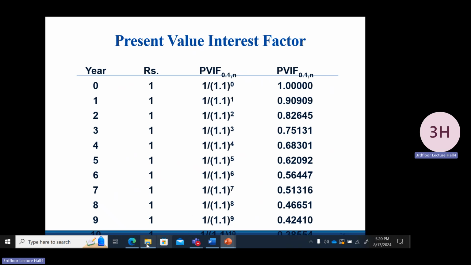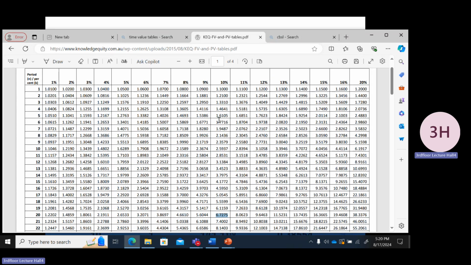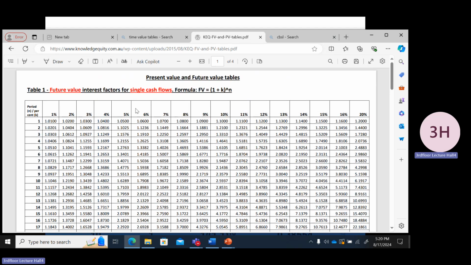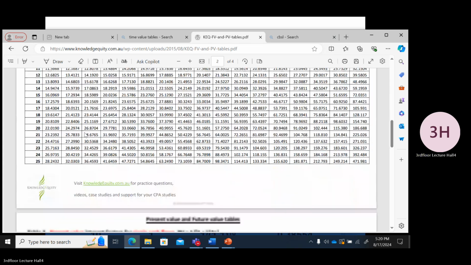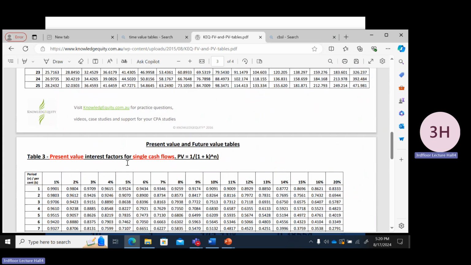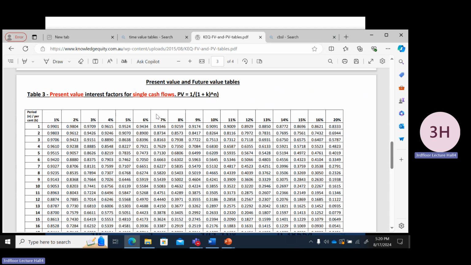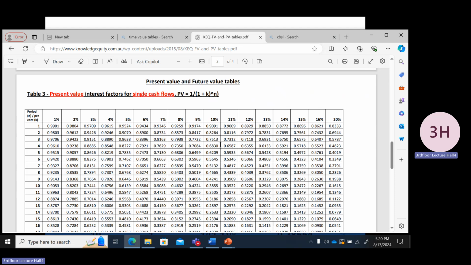Right, so this is our second table. This is the future value interest factor table, the first one. The next one is the present value interest factor for a single cash flow, table number 2. Now in our example, again same as before.